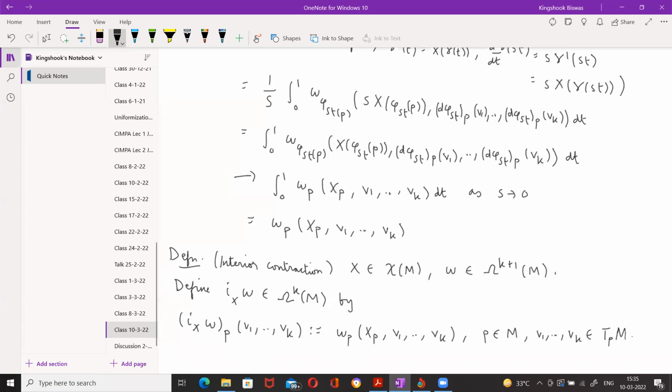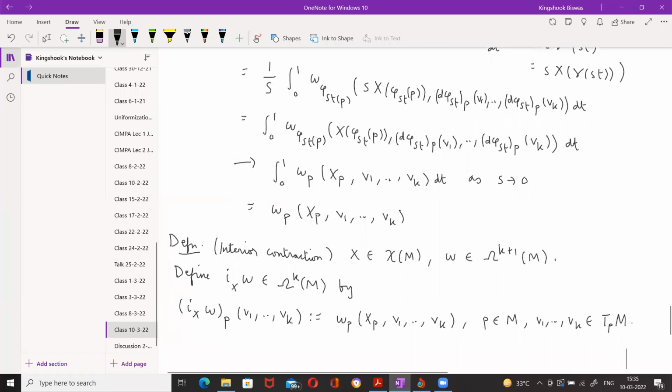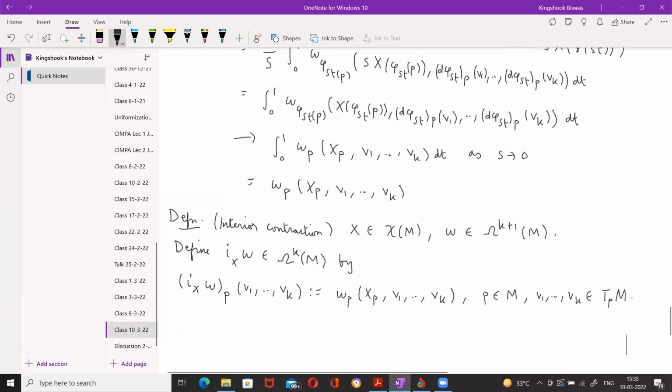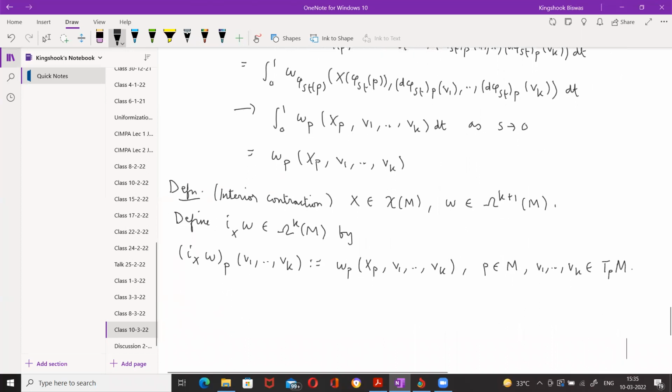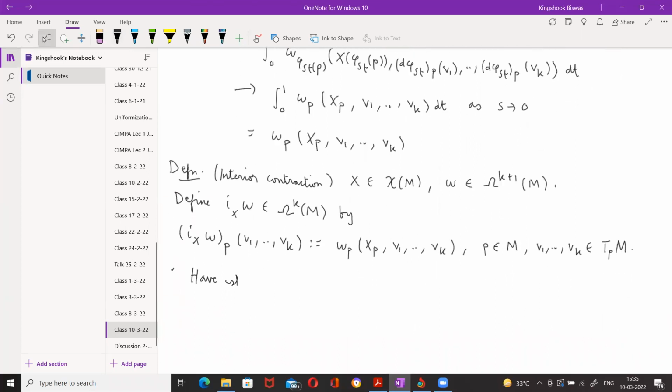All right. So what we have shown is that 1 over s times the dual of the prism operator corresponding to the flow of X, P_s star omega, converges to i_x omega as s tends to 0. Okay.